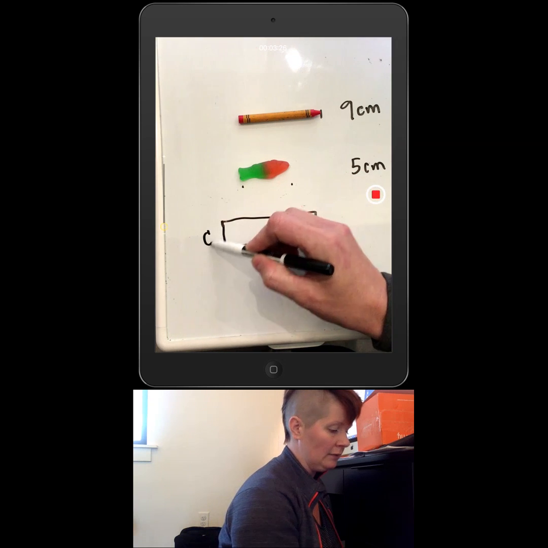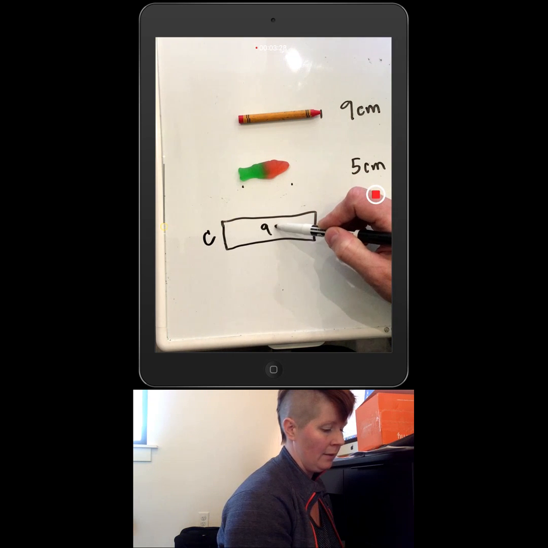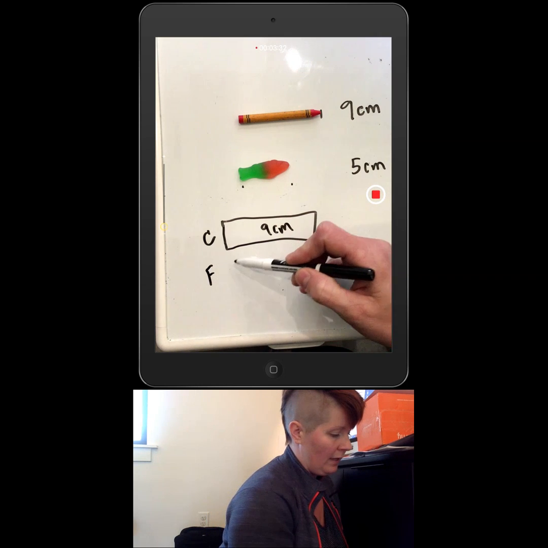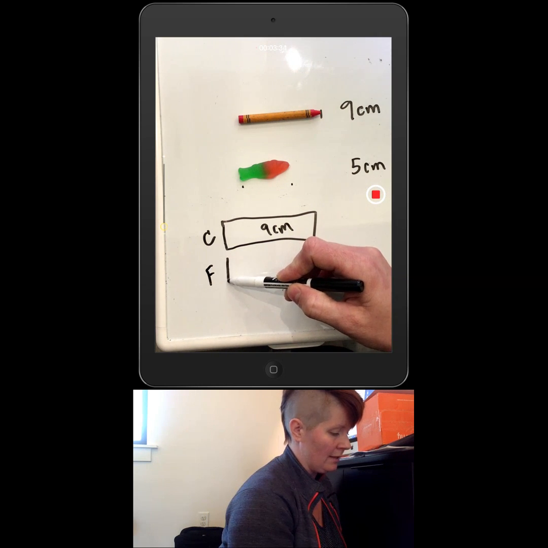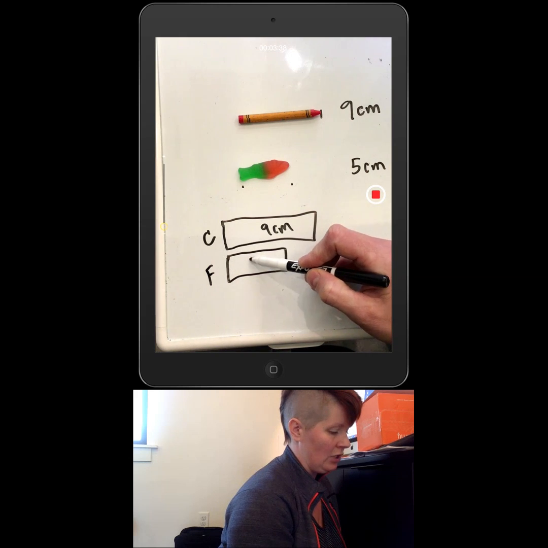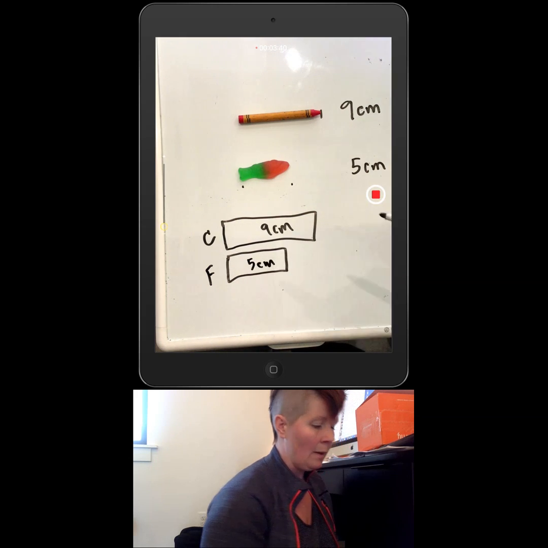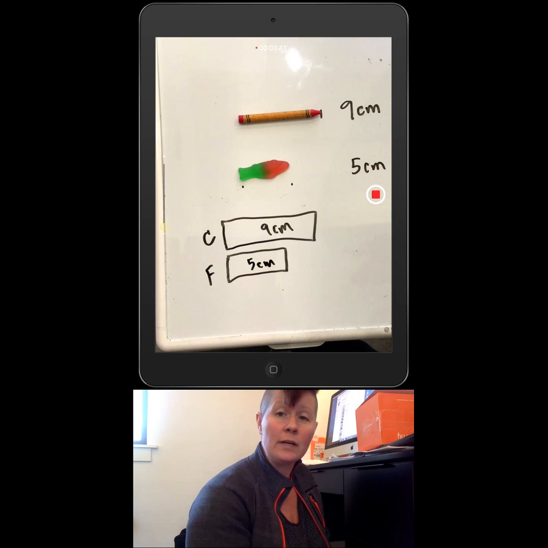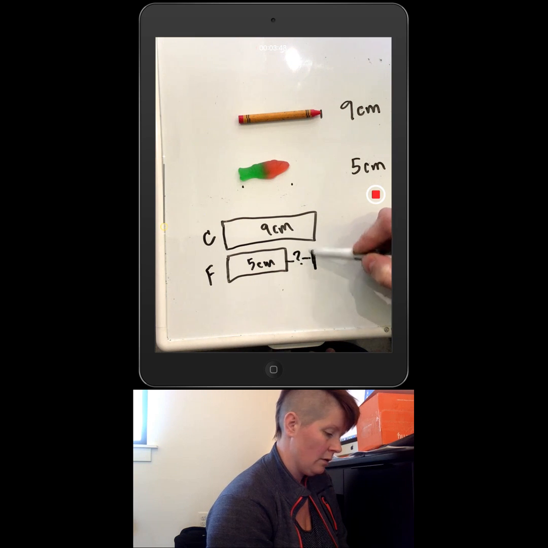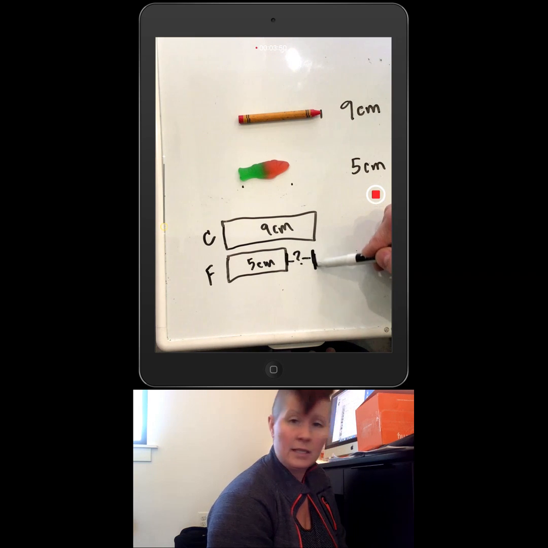Okay, so we can kind of do a drawing, same type of thing, except this time, here's my crayon. I'm going to label it with a C. My crayon we know is 9 centimeters. And my fish, I'm going to start my box at the same point here. We know Mr. Fish is 5 centimeters. But what I'm asking is how much shorter is he than the crayon? So what I'm asking you is how much would it be from here to here?